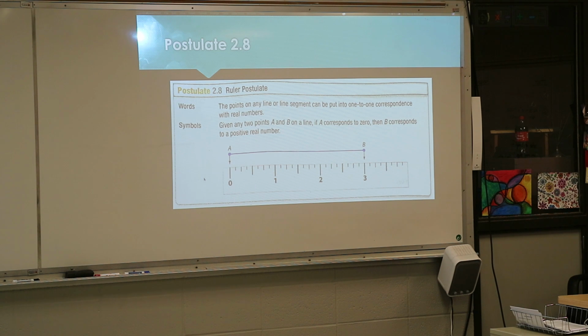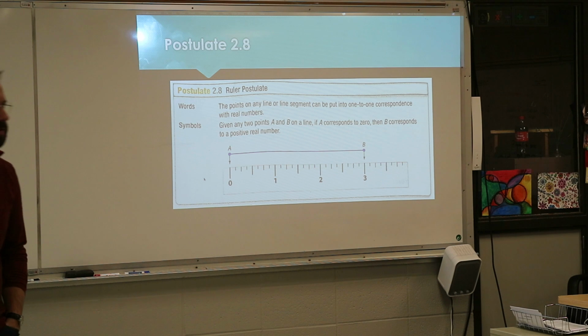Okay, so ruler postulate 2.8. It actually has a name for this postulate. That's how important it is. It's called the ruler postulate. Any points on a number line, or any points on a line or line segment, can be put in a one-to-one correspondence with real numbers. That one-to-one correspondence is huge. That's the part we were talking about, and that's what I'm going to use my examples for, because some of you have really good examples.